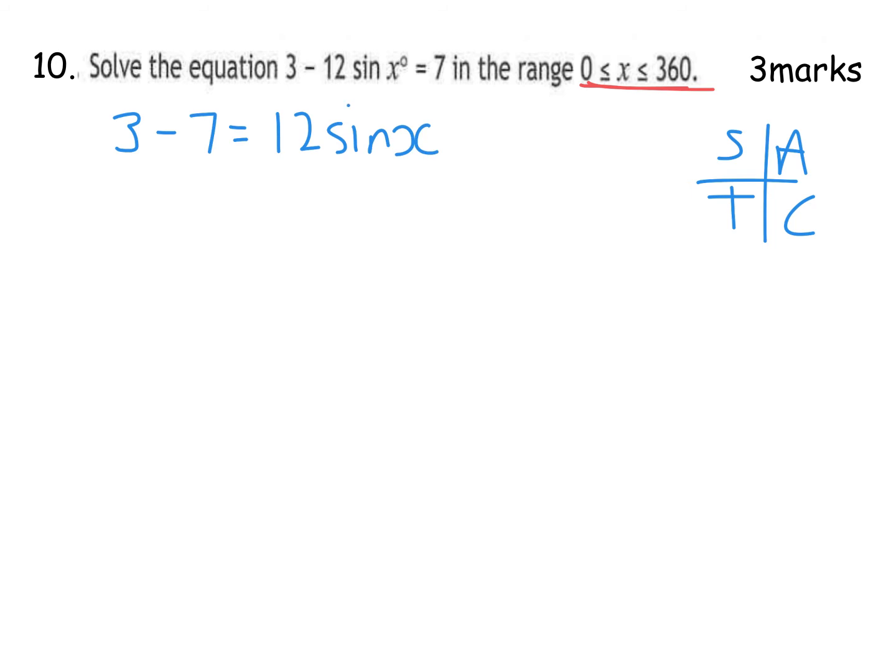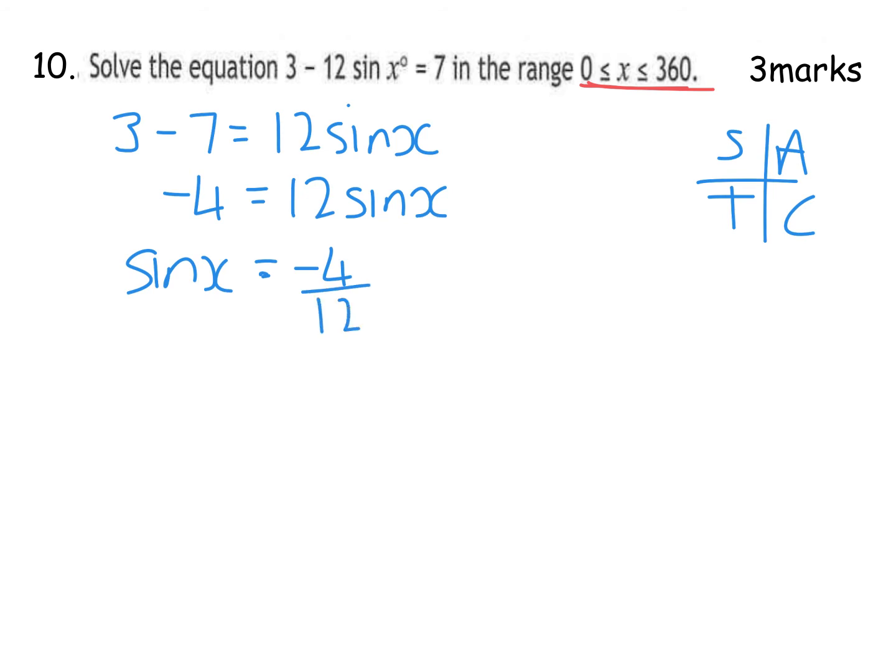So I like my sin x to be positive. 3 take away 7 is minus 4. So I've got minus 4 equals 12 sin x. So I'm going to do minus 4 divided by 12. I'm just going to switch it round if that's okay, because I like the sin x on the other side. So it's minus 4 over 12, which we know is minus 1/3. You can leave it as 4 over 12, though, that would be fine.